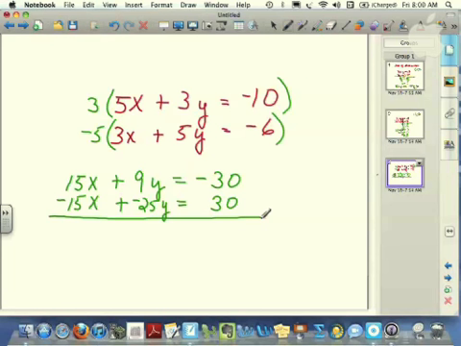Now I have two equations, and you can see that the x values are going to add up to 0, and I will have 9y and negative 15y. That's going to be a negative 16y equals 0, and so y equals 0.